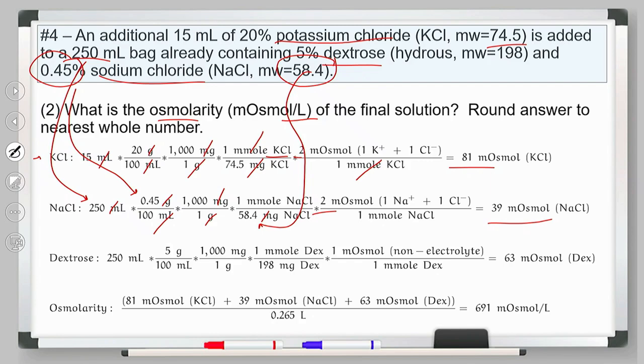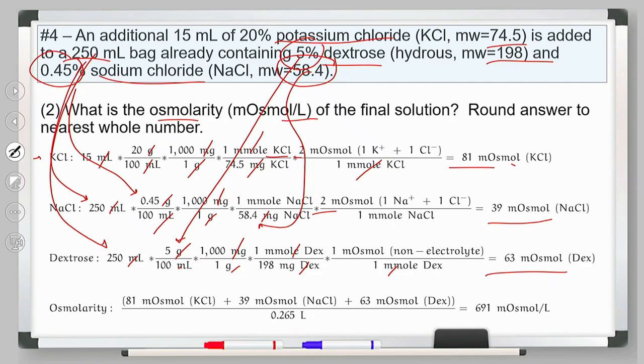All right. Similarly, for the dextrose, 250 mils times 5%. That converts it to grams of dextrose. Convert grams to milligrams of dextrose. Use its molecular weight to divide by it to get to the number of molecules. All right. Dextrose is a non-electrolyte. It does not dissociate into anything. It stays the way it is. So for every 1 molecule of dextrose, you get 1 particle. It's 1 to 1. So in that case, we get 63 milliosmoles.